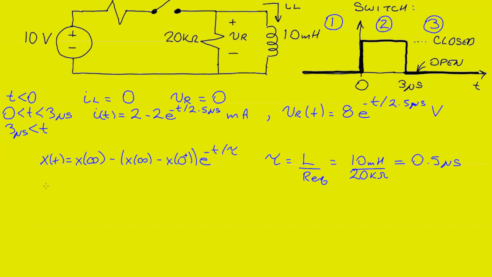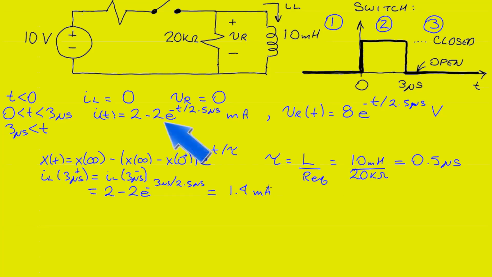Looking now at the current, we want to find what IL at 3 microseconds on the positive side is equal to. Well, we know that that will be equal to the inductor current at 3 microseconds on the minus side, and that will be simply equal to 2 minus 2e to the minus 3 microseconds divided by 2.5 microseconds, which gives us 1.4 milliamps. And that becomes our initial starting current. Notice that in the last period it thought it was headed off to a total of 2 milliamps, but it never got there.